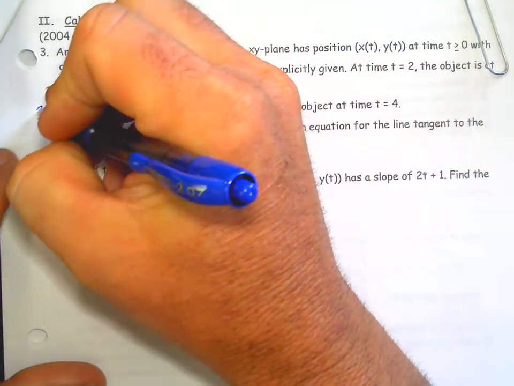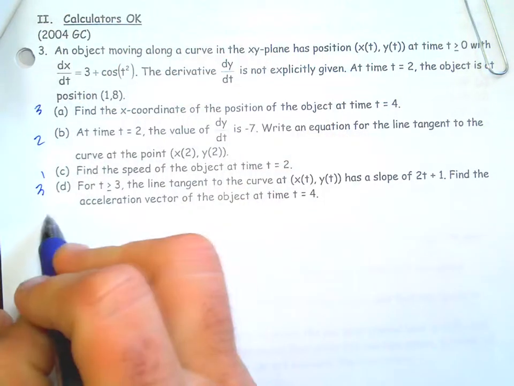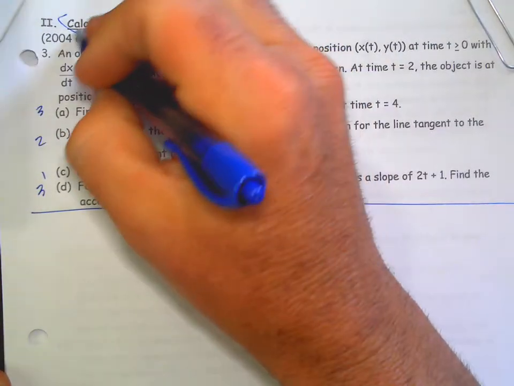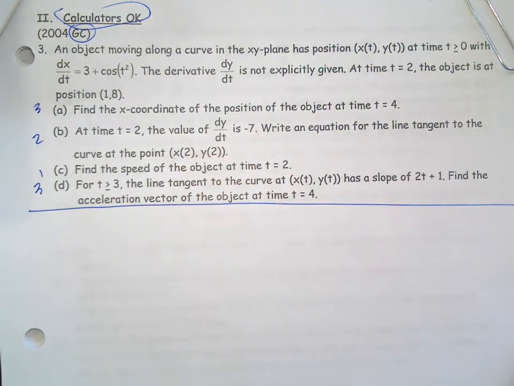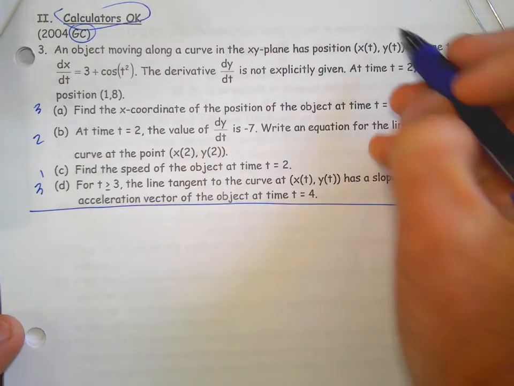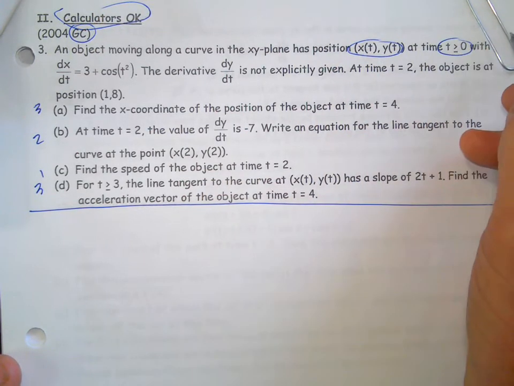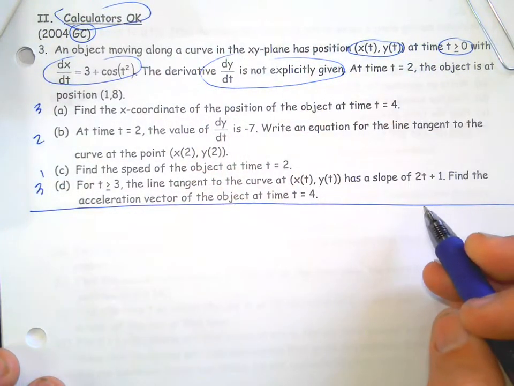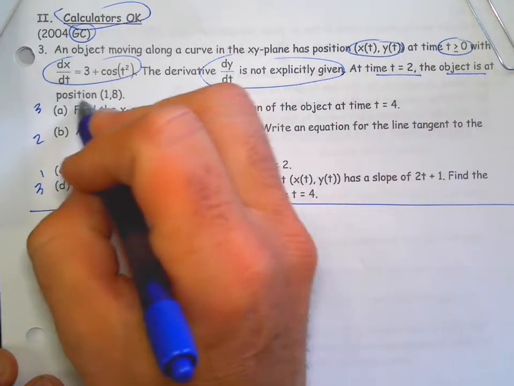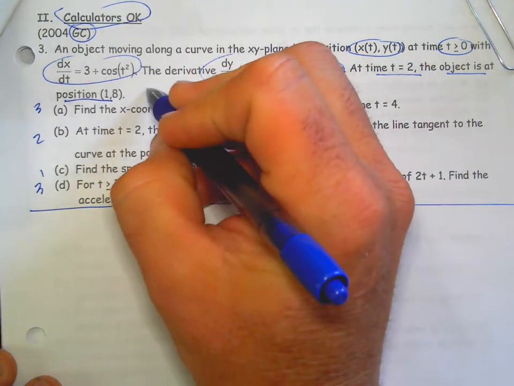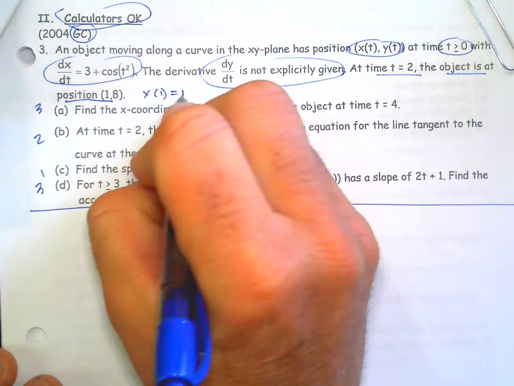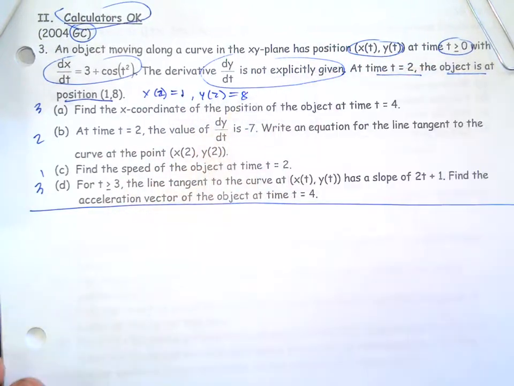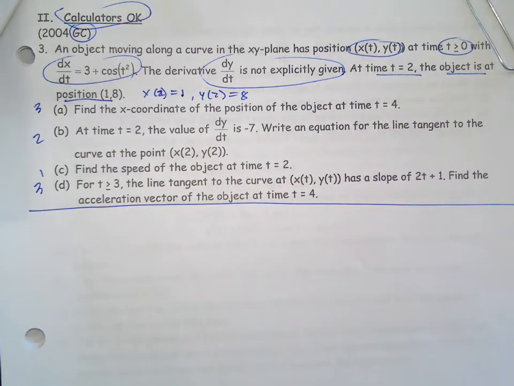So point breakdown is going to be 3, 2, 1, 3 for a total of 9. We can use a graphing calculator, GC. So an object moving along a curve in the XY plane, parametrics, t is greater than or equal to 0. They're giving you dx/dt. They're not giving you dy/dt. They are telling you at time 2 the object is at position (1, 8). So that's x(2) equals 1 and y(2) equals 8. That's the initial condition, so you probably need that for integration.